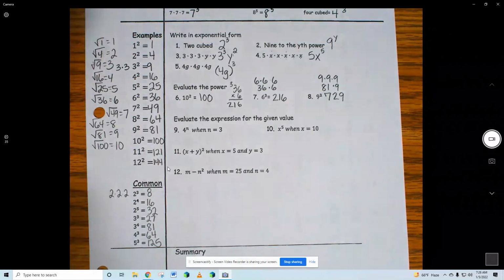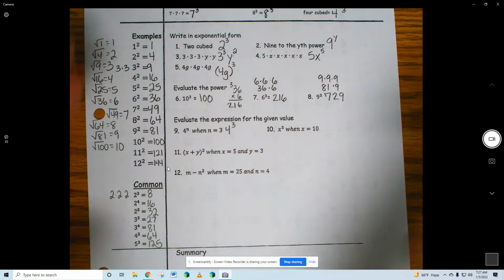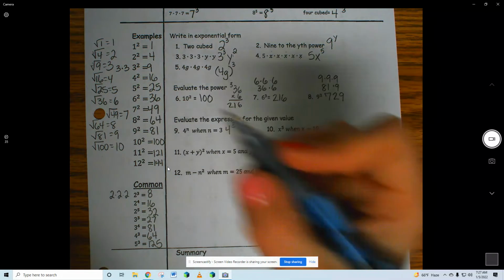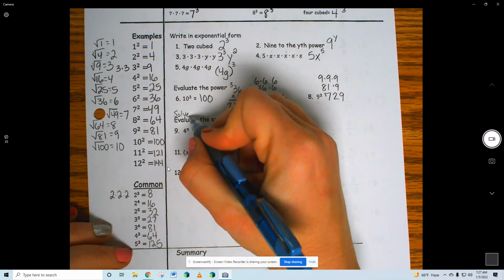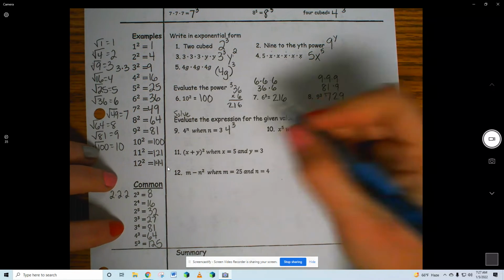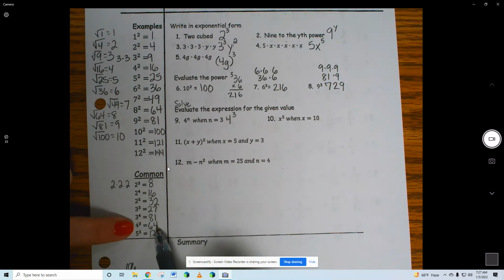All right, number 9. Evaluate the expression for the given value. 4 to the nth power, where n equals 3. So I'm substituting. Plug it in. 4 to the third power. And it says evaluate. Evaluate means solve. 4 times 4 times 4. I did that down here in my common. It's 64.